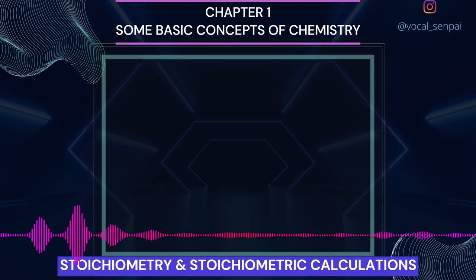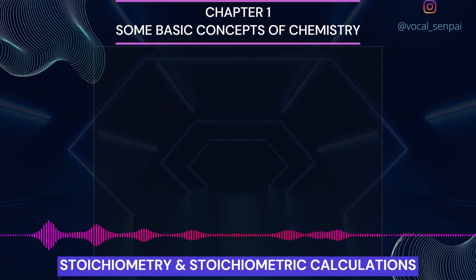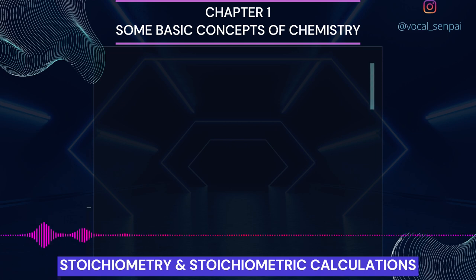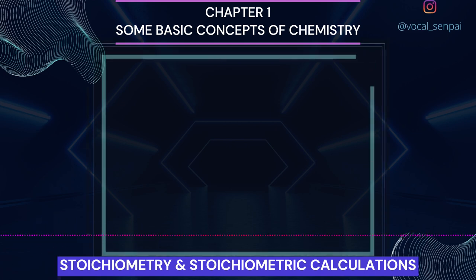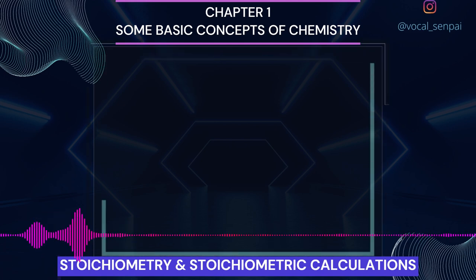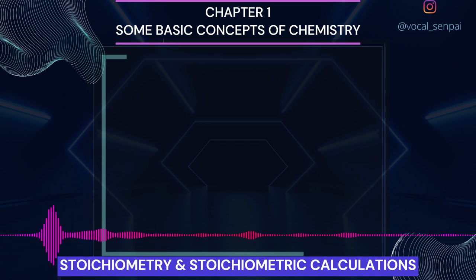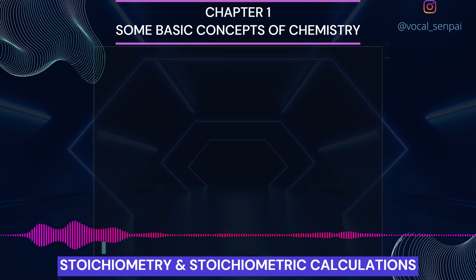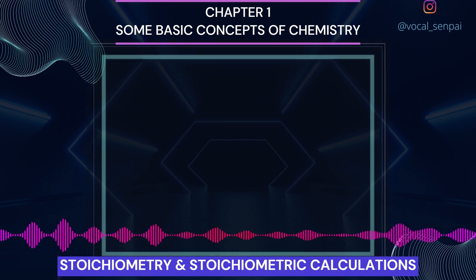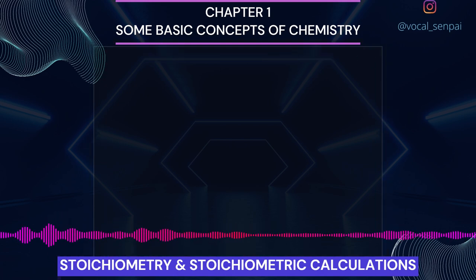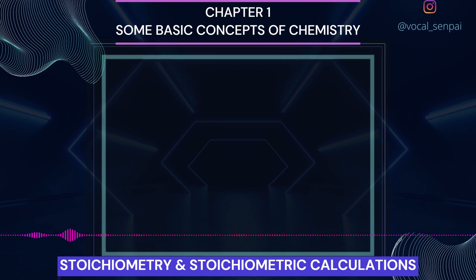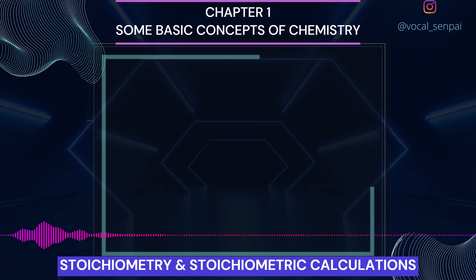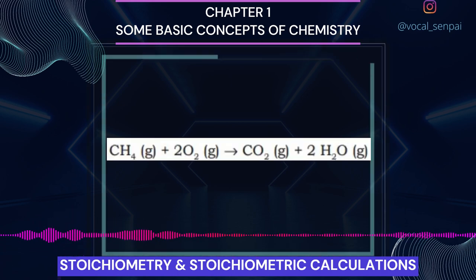Stoichiometry and stoichiometric calculations. The word stoichiometry is derived from two Greek words, stoichion, meaning element, and metron, meaning measure. Stoichiometry, thus, deals with the calculation of masses, sometimes volumes also, of the reactants and the products involved in a chemical reaction. Before understanding how to calculate the amounts of reactants required or the products produced in a chemical reaction, let us study what information is available from the balanced chemical equation of a given reaction.